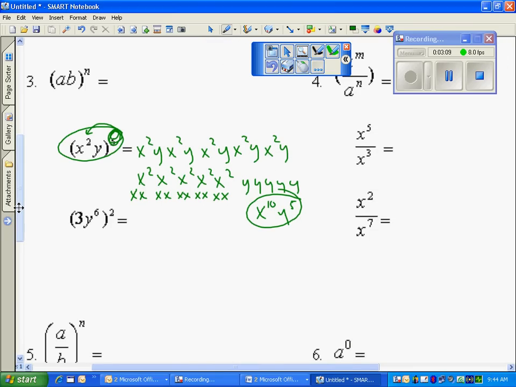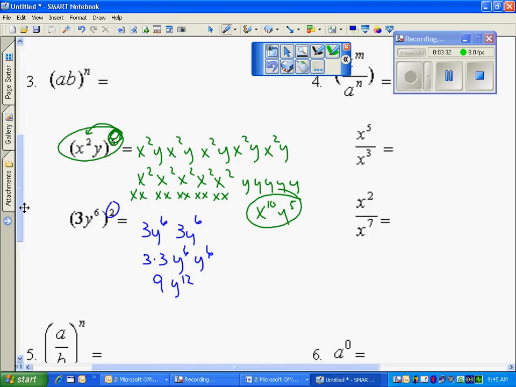Again, we'll try the next one using expansion. I have 3y to the 6th, and I'm going to write that 2 times. And now simplifying by getting my 3's together and my y to the 6th together. 3 times 3 is 9. Y to the 6th twice gives me y to the 12th.